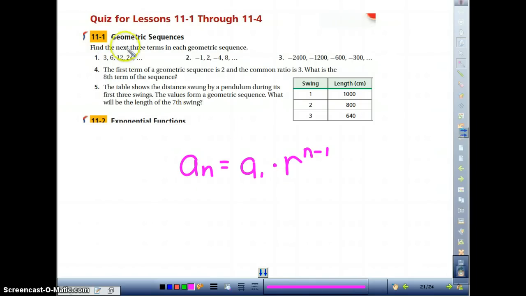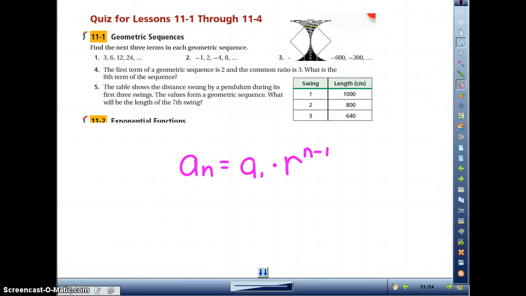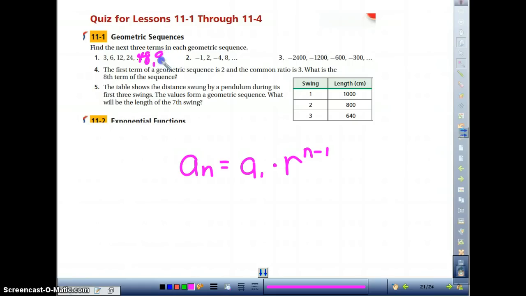On number 1, it says find the next 3 terms in each geometric sequence. You just need to know what you're multiplying by to get from 3 to 6, to get from 6 to 12, to get from 12 to 24. Yeah, we're multiplying by 2 each time. So you just go ahead and multiply by 2. 24 multiplied by 2. The next term in that sequence is 48. Multiply that by 2 and you get what? 96. Multiply that by 2 and you get what? 192. Yeah, that's pretty easy.